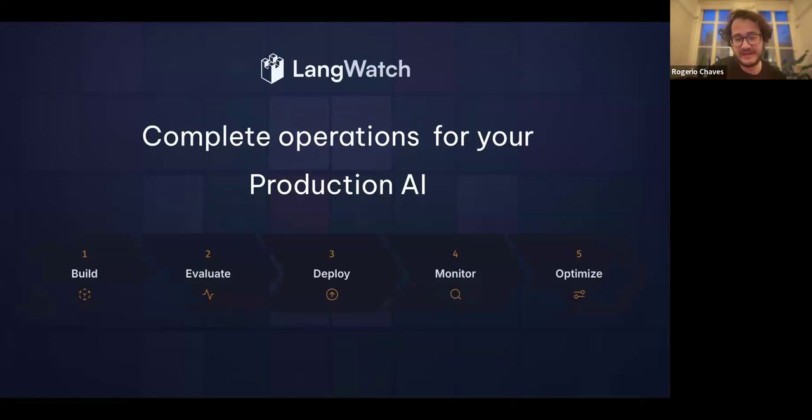And a little bit on LangWatch first. LangWatch is a platform for the complete operations for your production AI. It is an LLM ops platform that helps you build, evaluate, deploy, monitor, and optimize your AI agents. Everything you need from prompt management, from traces, from annotations, evaluations, which we're going to talk a lot about here. It's all there on the platform to help your team operate and iterate faster and safer on those agents.